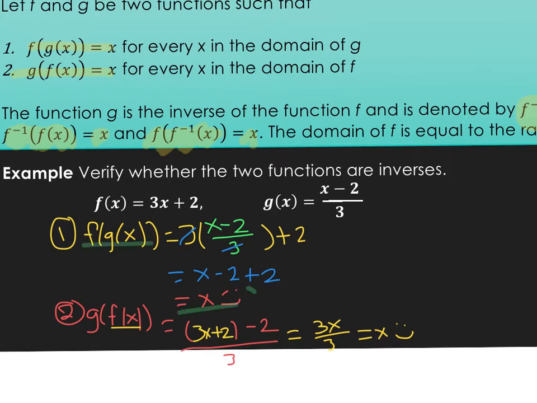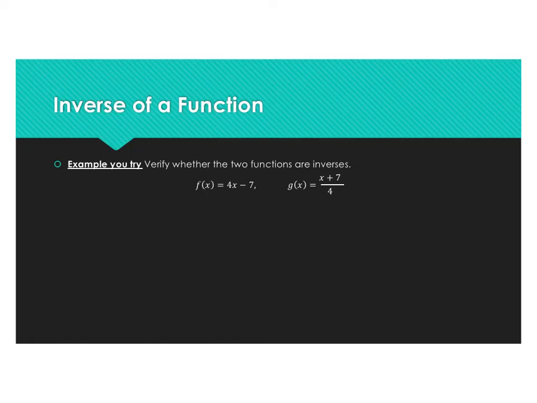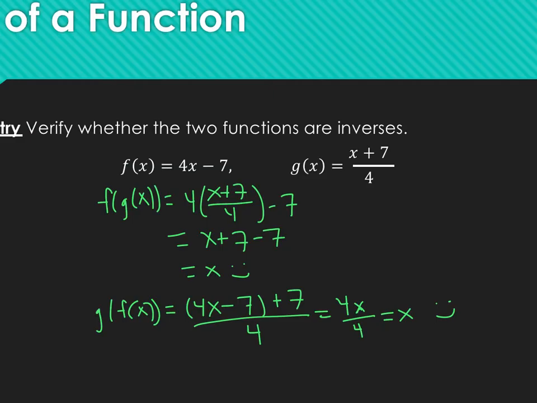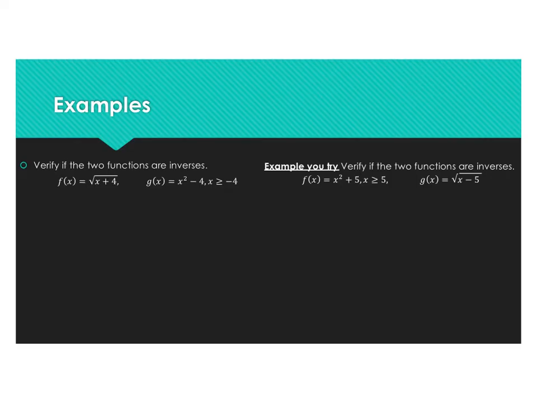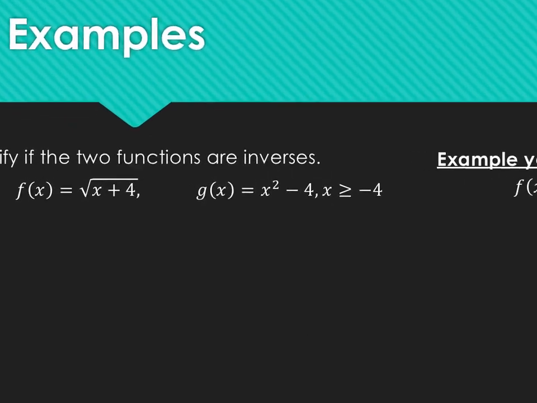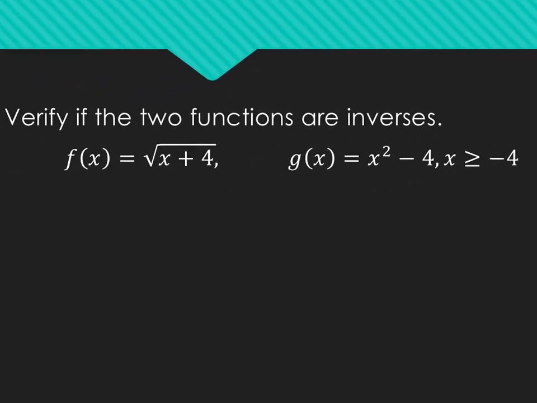Because f of g of x equaled x and g of f of x equals x, we can say yes, they are inverses. I want you to take a minute or two and try this example. Okay, so hopefully you found that f of g of x equaled x and g of f of x also equaled x.